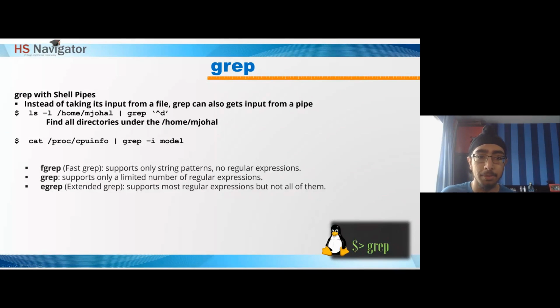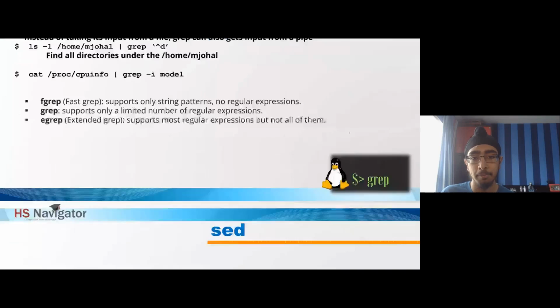And you can also pipe into grep. You can list all the files in your directory and then grep for a specific thing. You can cat a file and then grep for a word from it. There's also fgrep, which supports only string patterns, no regular expressions. There's grep, and there's egrep, which supports a lot more regex expressions. So there are different grep commands based on your use case. If you want a fast one and you don't care about regex, you can use fgrep. If you want the normal one, you can use grep. If you want more regex expressions and more flexibility, you can use egrep.